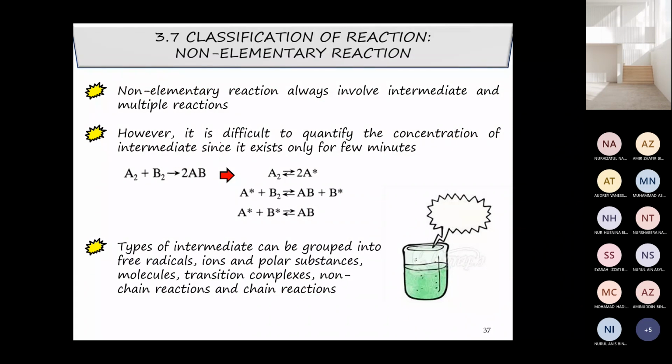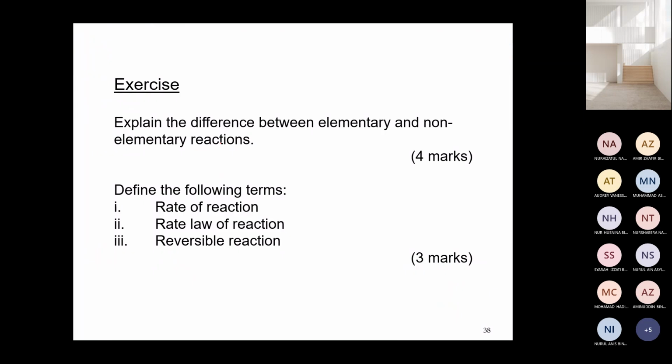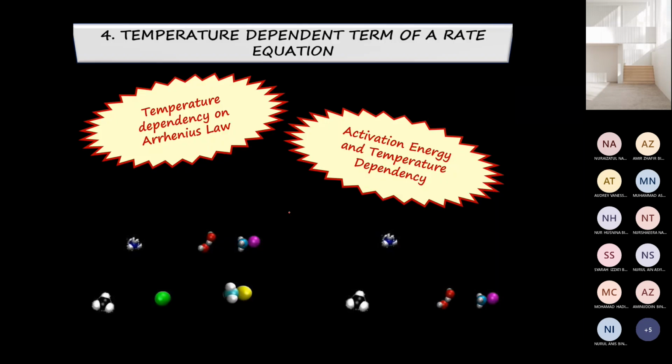Alright, tak apalah, ni mostly you akan learn in ni. So this one you need to be able to differentiate between the elementary and non-elementary. Tapi usually kita akan concentrate pada elementary lah dekat reaction 1. And then you kena tahu what is the rate of reaction, what is the rate law of reaction and what is the reversible reaction. This one I dah terangkan sebelum ni. So kita proceed to temperature dependency on Rns law.